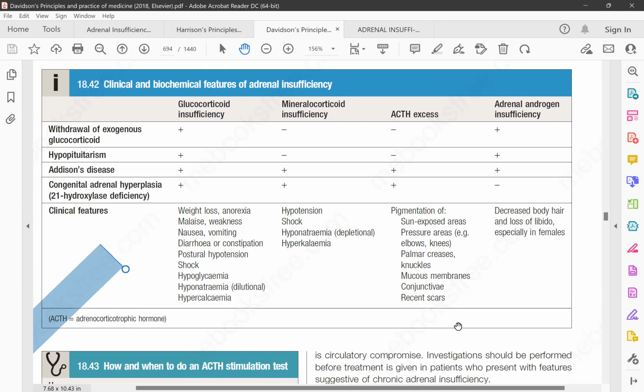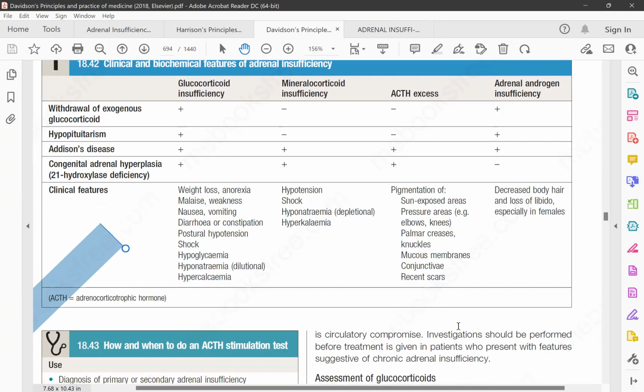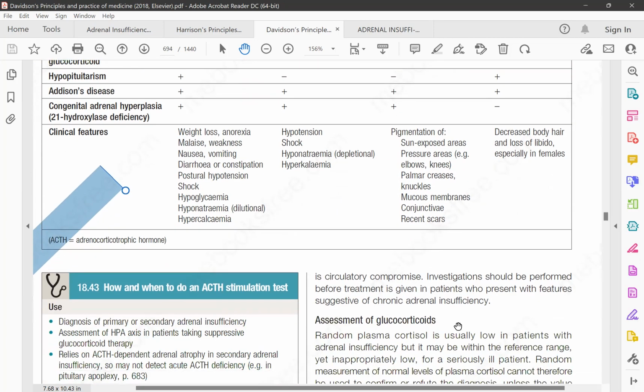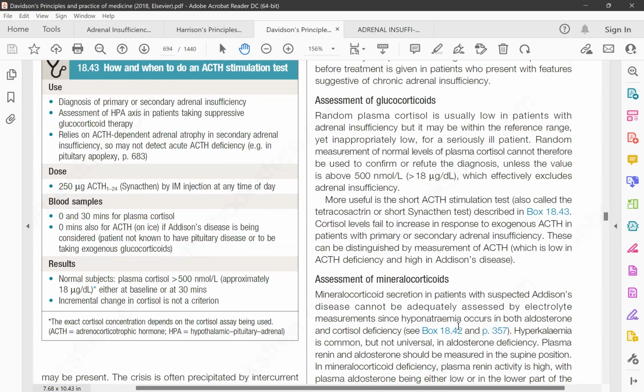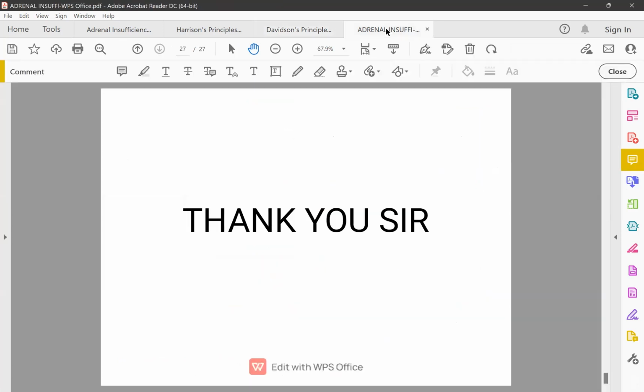And the adrenal androgen insufficiency features are body hair distribution changes and loss of libido, especially evident in females. Okay, how to do the ACTH stimulation test is also treated in Davidson. It is very nice to look at. This is what you have presented.